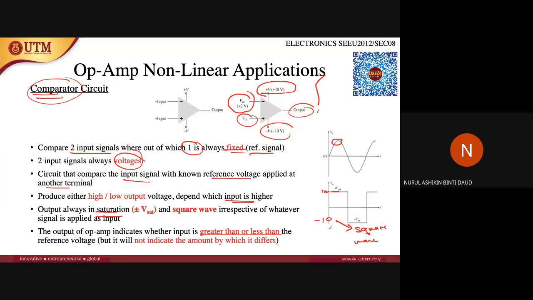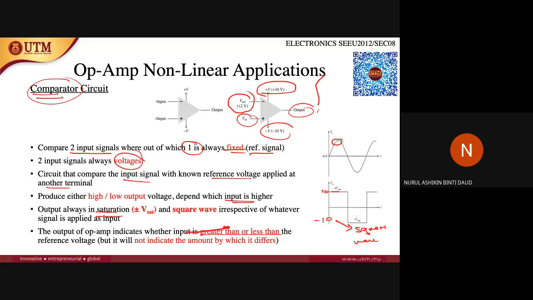So the output of the op-amp indicates whether the input is greater than or less than the reference voltage, but it will not indicate the amount by which it differs. For example, what does that mean?